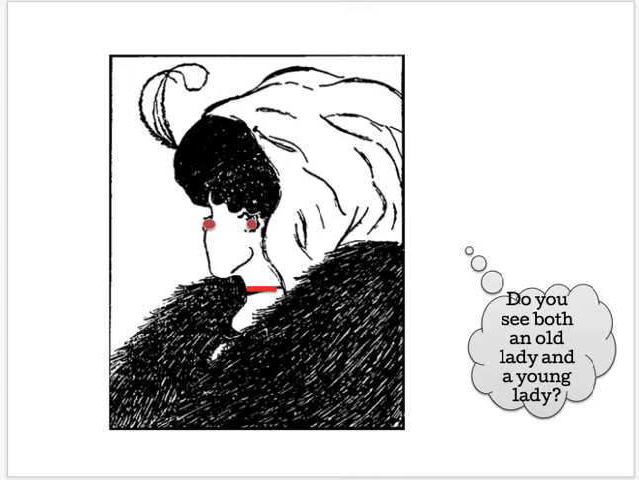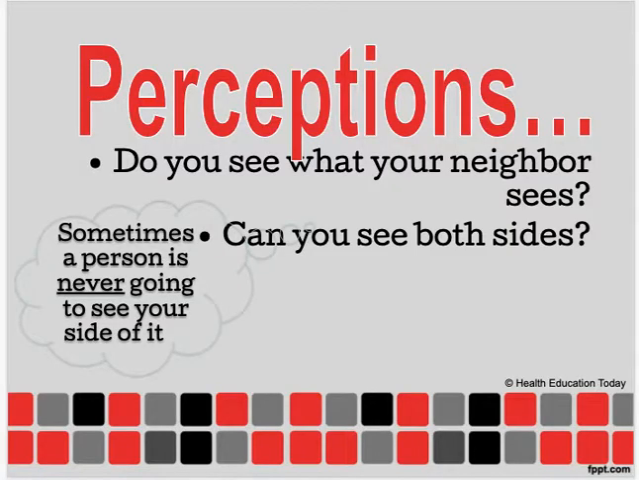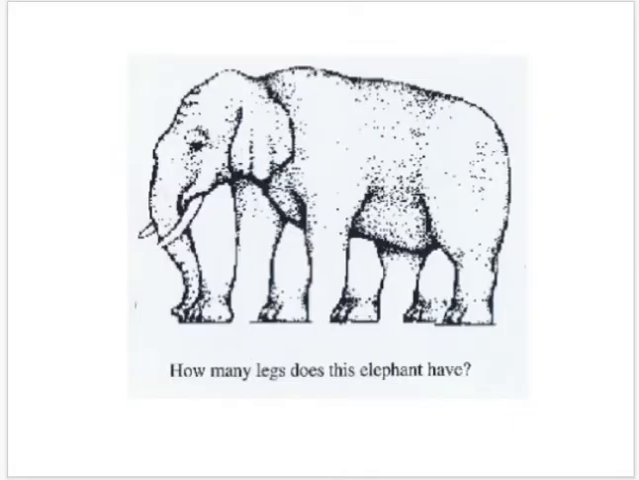So here is the reason how I saw the old lady. You can see the two red dots here are the eyes. The red line is the mouth. We added a little bit there to change the perception of what's going on. So sometimes a person is never going to see it from your side. How about this? How many legs does this elephant have?